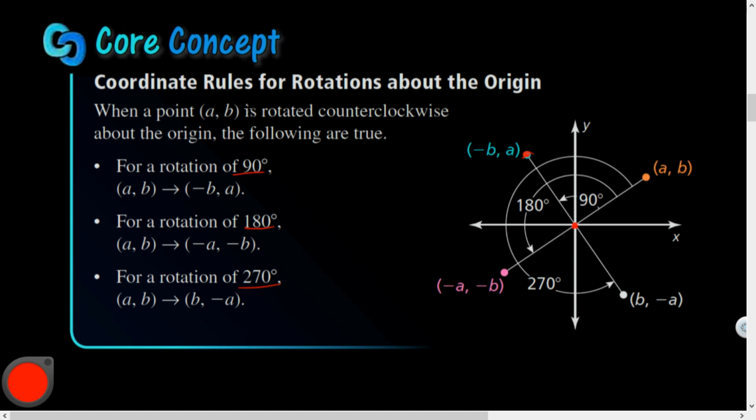Right? I don't think that's what we would have expected. If I'm doing a rotation of 180 degrees, that's something that I would have expected, I think. The opposite of both of those things.